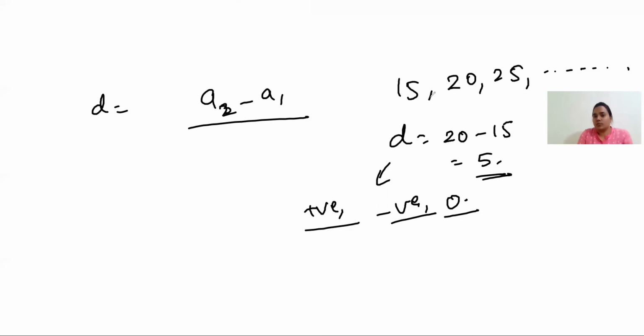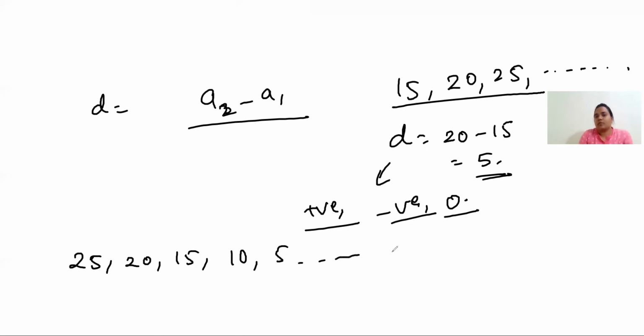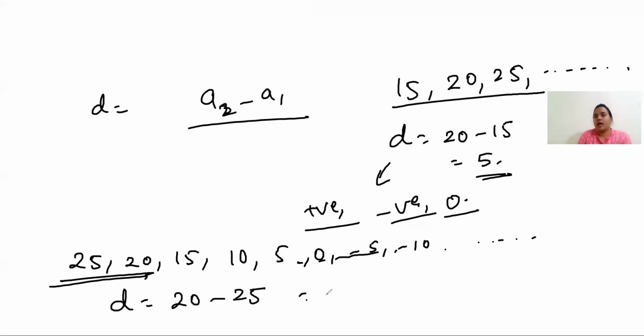And D can be positive, it can be negative, and it can be 0 also. In the positive case, the example is this only. If it is negative, the AP will be in decreasing order like this: 25, 20, 15, 10, 5, and it will go on. Even when D is negative, it is not necessary that the AP will be negative. It can go on like 0, minus 5, minus 10, and like that. In this case also, we will find D as 20 minus 25, which is equal to minus 5.